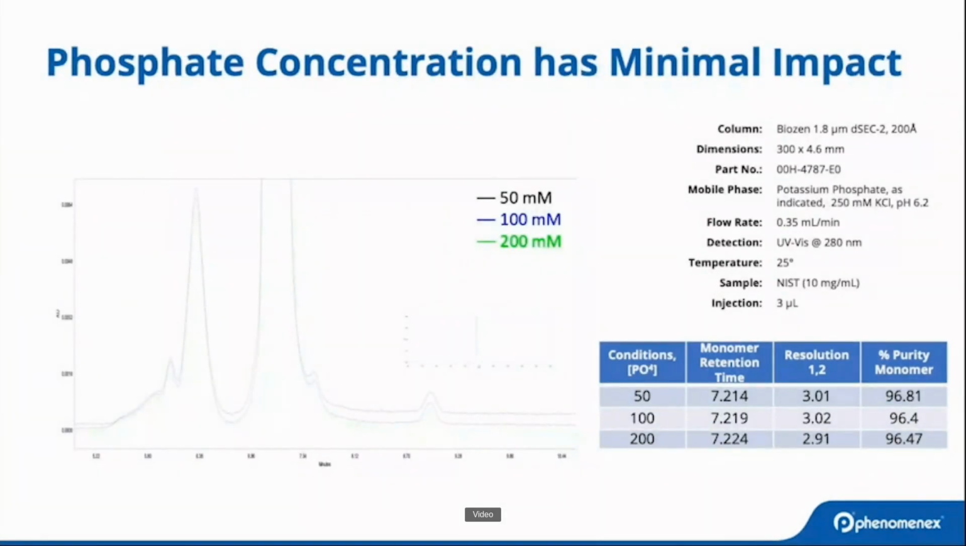A similar effect is observed with the phosphate, so 50 millimolar, which is relatively low and not quite as protein stabilizing, will certainly minimize hydrophobic absorption, but it returns identical results compared to the 200 millimolar. Notably the percentage purity of the monomer. So this is not affected even at these lower phosphate concentrations.